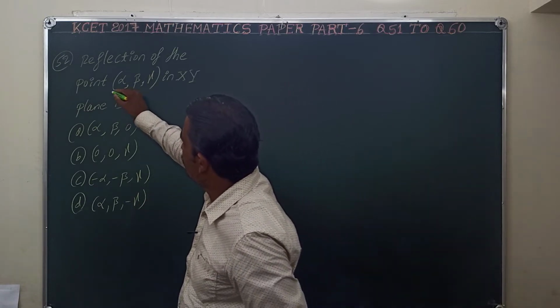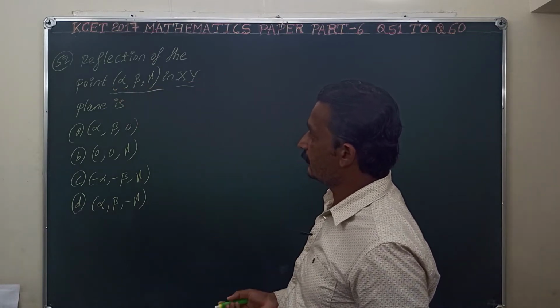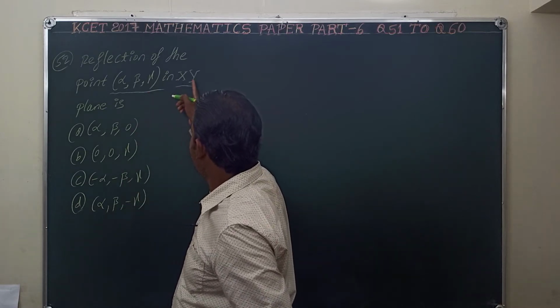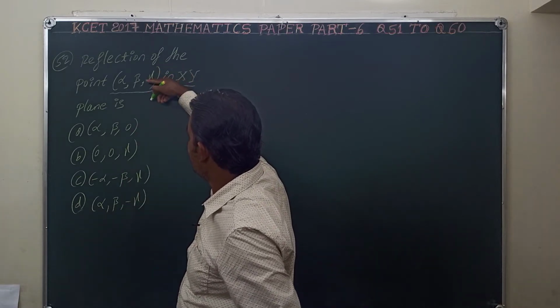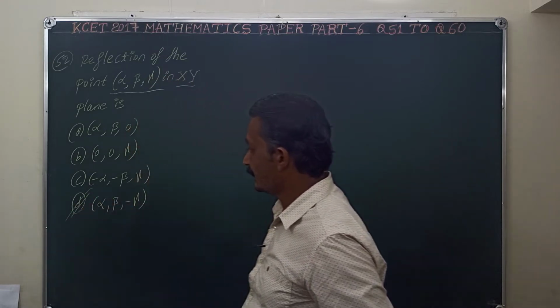Reflection of the point. We have to find the reflection of the point with respect to the xy plane. Directly we can write the answer alpha, beta, gamma. With respect to xy, only z varies, so plus gamma changes to minus gamma. So directly we can write option D.